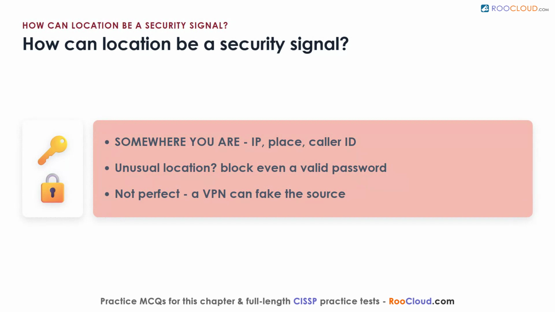How can location itself become a security signal? Location adds attributes that back up the main factors. One is somewhere you are, which ties a login to a specific place, an IP address, or a phone number from caller identification. Its flip side is powerful for catching fraud. If a user normally signs in from Virginia Beach and a login suddenly appears from overseas, the system can block it even with the right password. It is not perfect though, since an attacker can route through a virtual private network to fake the source. Picture a card that only works at your usual coffee shop and refuses a charge from another continent.